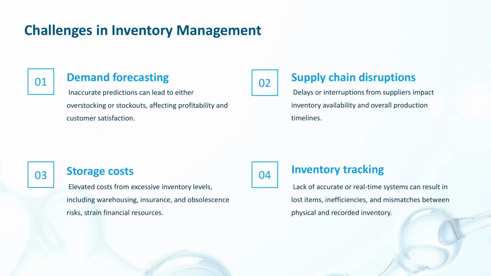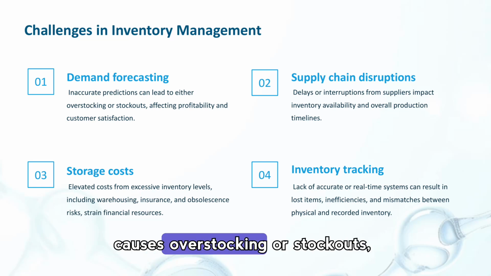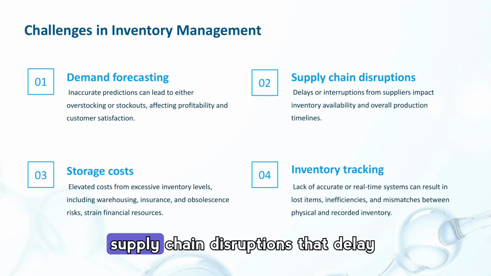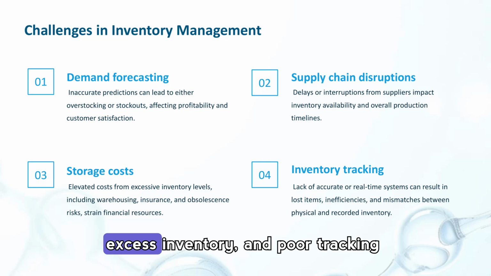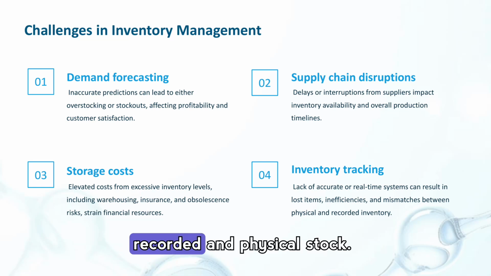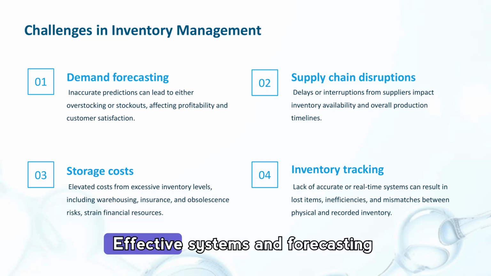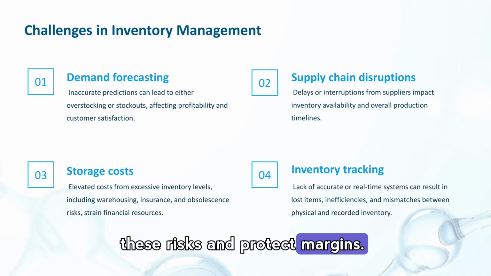Inventory management faces common challenges such as inaccurate demand forecasting that causes overstocking or stockouts, supply chain disruptions that delay fulfillment, rising storage costs from excess inventory, and poor tracking that creates mismatches between recorded and physical stock. Effective systems and forecasting methods are essential to mitigate these risks and protect margins.